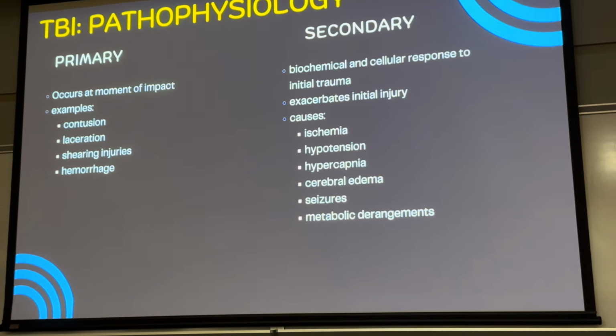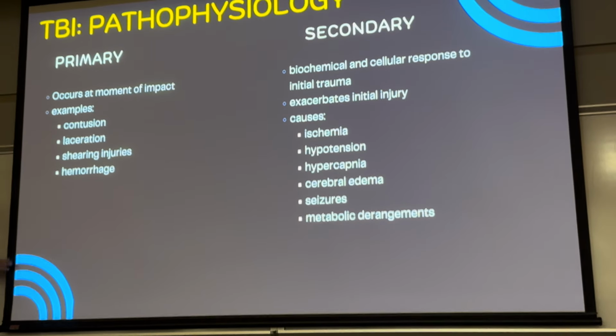TBIs, we have primary source of injury. This is going to be kind of that immediate impact, the initial response to the traumatic brain injury or event. So that initial vehicle crash, that initial gunshot wound, that initial fall is going to be that primary source of injury. Common things: hemorrhaging, lacerations, contusions, kind of throw concussions in there as well.